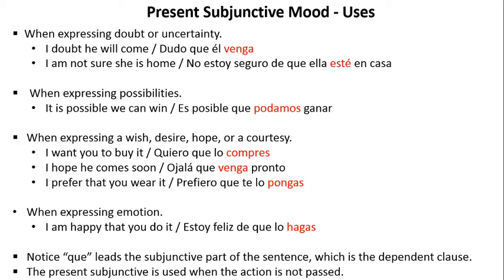We use it when expressing a wish, desire, hope, or a courtesy. For example, I want you to buy it. Quiero que lo compres. I hope he comes soon. Ojalá que venga pronto. I prefer that you wear it. Prefiero que te lo pongas. We use it when expressing emotion. I'm happy that you do it. Estoy feliz de que lo hagas. Notice que leaves the subjunctive part of the sentence, which is the dependent clause. The present subjunctive is used when the action is not past.